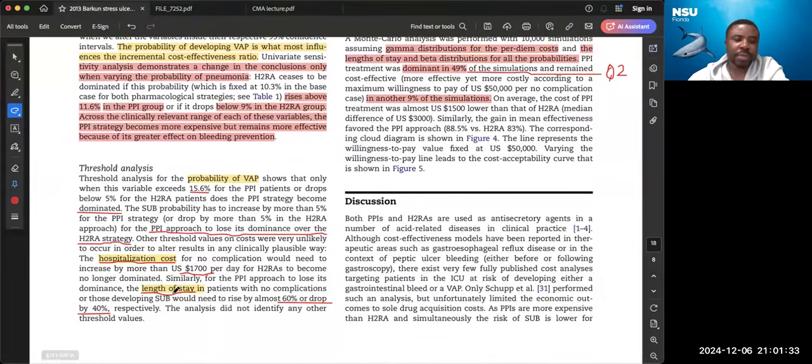The next one is the length of stay. So the length of stay was also sensitive. If you change the length of stay, for example, by 60% in those with stress ulcer bleeding, and then drop it by 40%, then it will change the base case. But without that, the PPI still remains dominant.